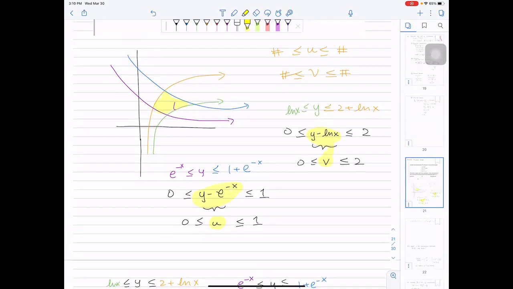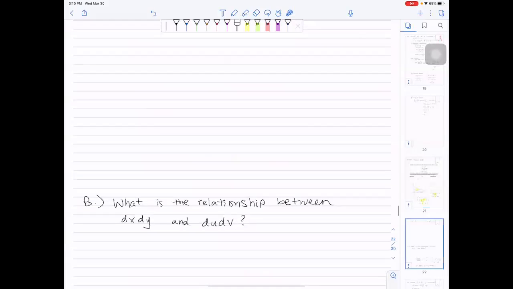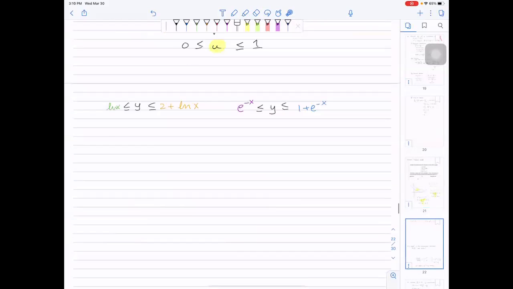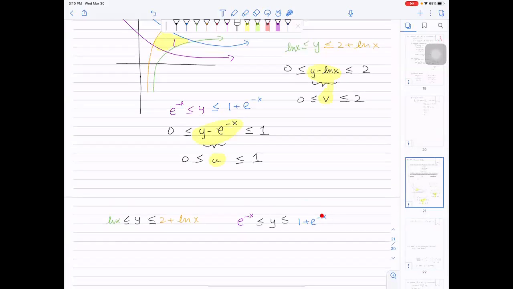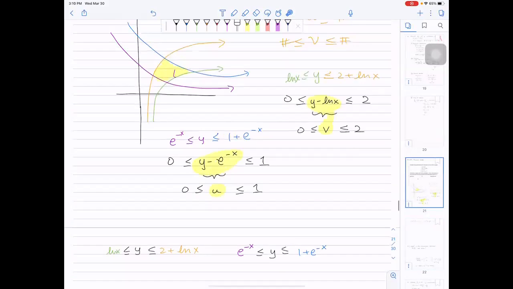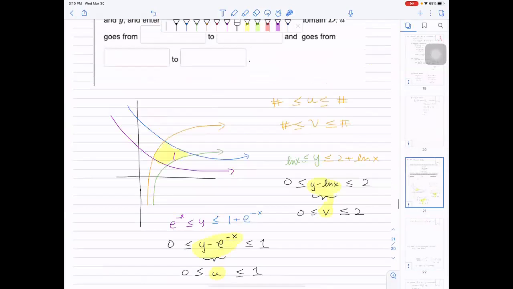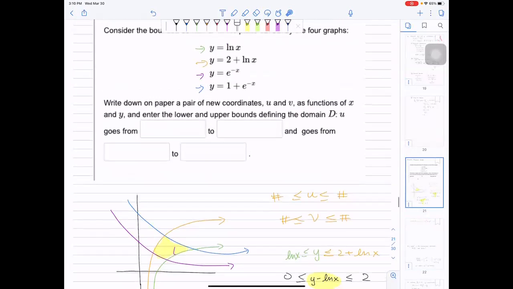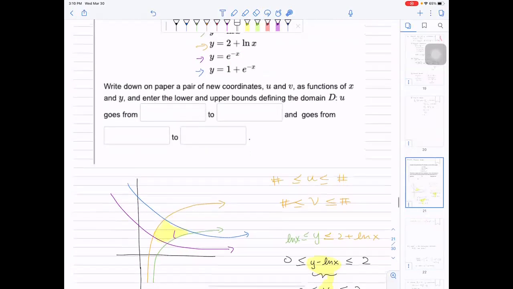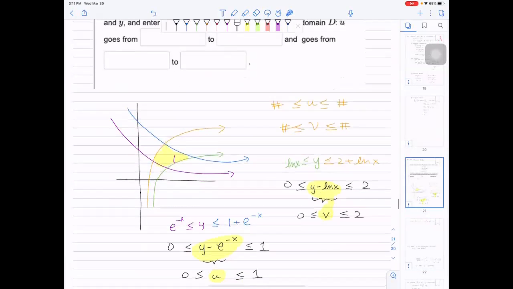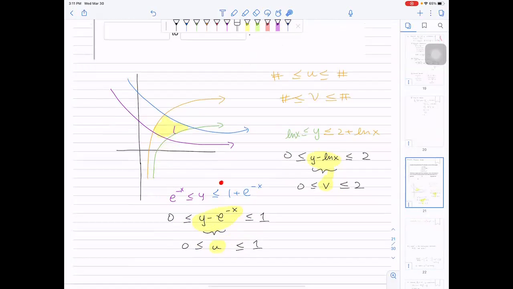Okay, and then the next question would be, how do you relate x, y, dx, dy, and du, dv? Is that y or x? Here? Oh, there. E to the negative x is smaller than y. Would that be y or x? That one, y. Because our equation is y equals e to the negative x. So we're relating these 2 equations, which says that y is greater than or equal to this one, and y is less than this one.